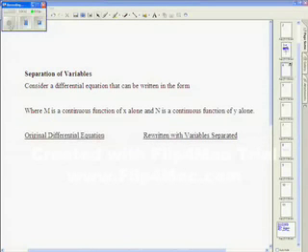Okay, separation of variables. This is another way to solve differential equations. This is the most commonly used form. This is also the one that is tested the most on the AP exam. Okay? I actually enjoy doing this. It does require some algebra.